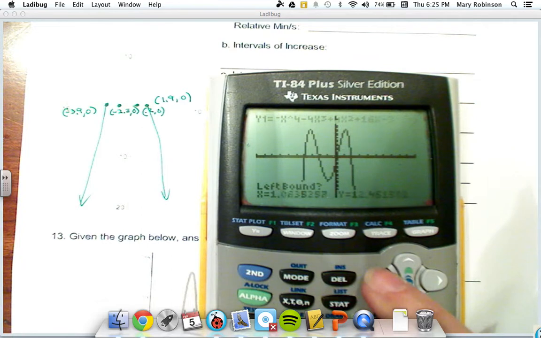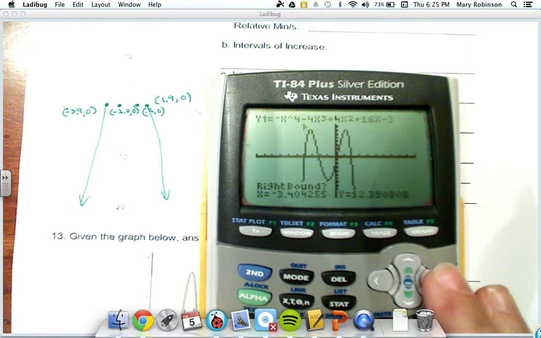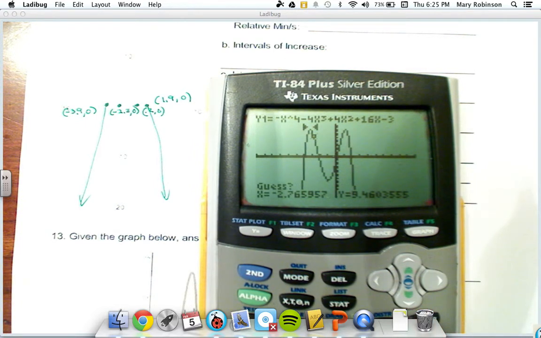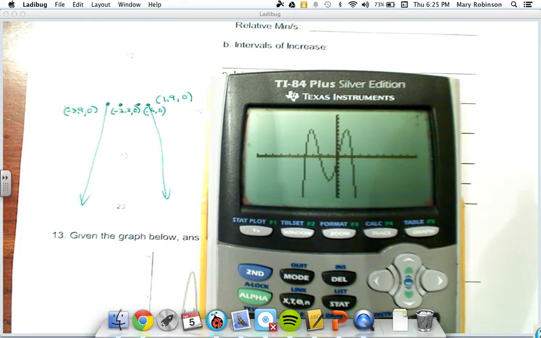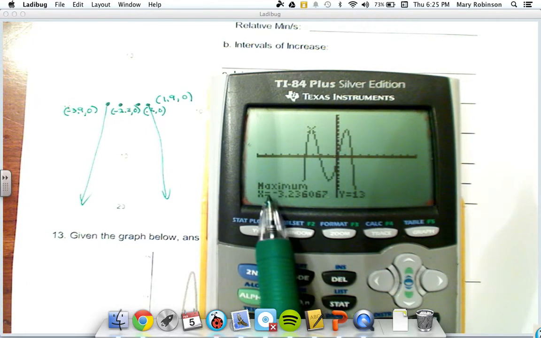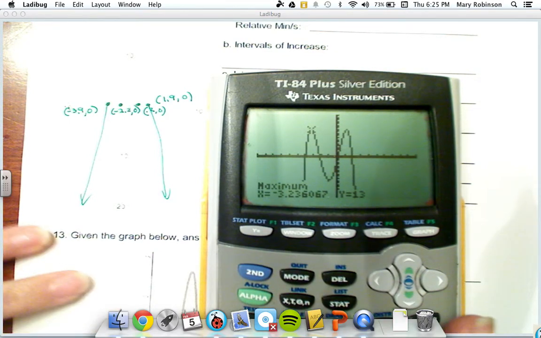So hit your left arrow to move your cursor over. So it's right there, but you cannot just copy down that value. You have to go to the left. I usually go to the left, make sure it drops down, and I hit enter. Then make sure I'm on the right side. So as soon as it drops, I know I'm good. Enter. And then it says guess, so hit enter again. So you're going to mark left bound, hit enter, right bound, hit enter, and then enter one more time. And you can see it says maximum. It should say maximum, negative 3.2 and 13.